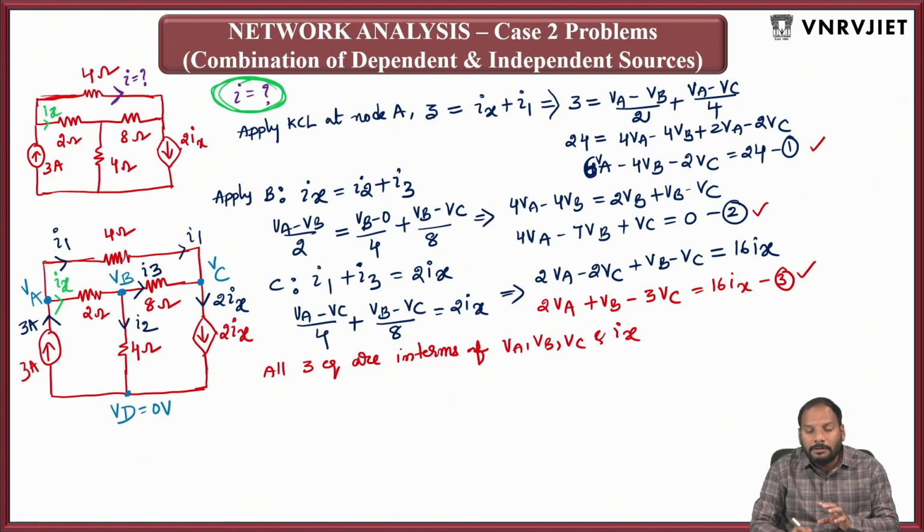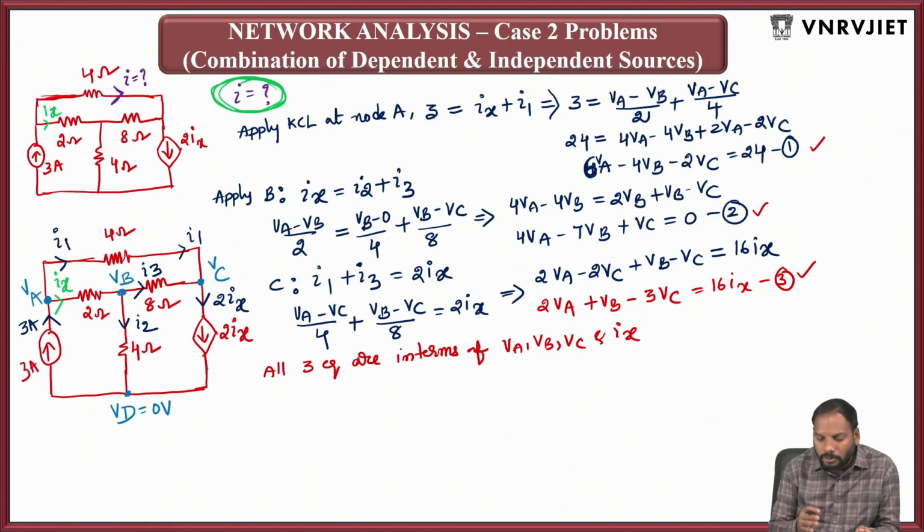So that is why this problem comes under case 2. That is the problems with combination of dependent and independent sources. Whenever there is a combination of dependent and independent sources, if you apply the KCLs at the different nodes, it is not possible to solve the problem, because there is one more independent parameter, that is the value of Ix. So you will be in trouble. That means now you need to investigate the fourth equation to solve this problem.